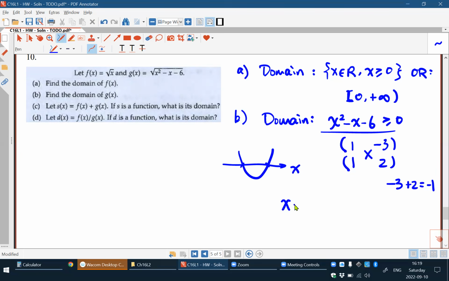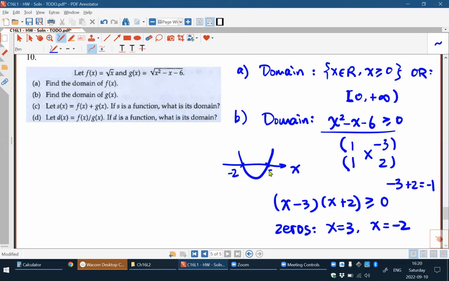Okay, so this means x minus 3 times x plus 2 is greater than or equal to 0, right? So it's 3 and -2. Are there any zeros? Zeros are x equals 3 or x equals -2, right? So this corresponds to the two zeros here, -2 and 3, and it's opening up, right? So this is a sketch of the quadratic function.